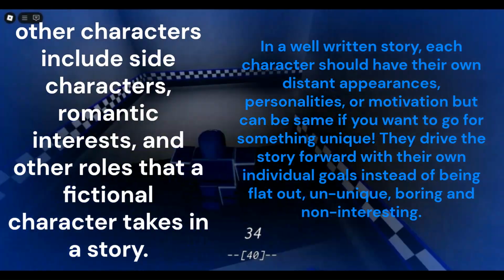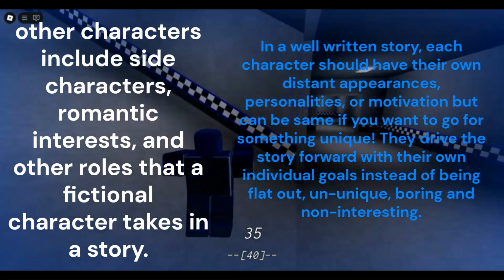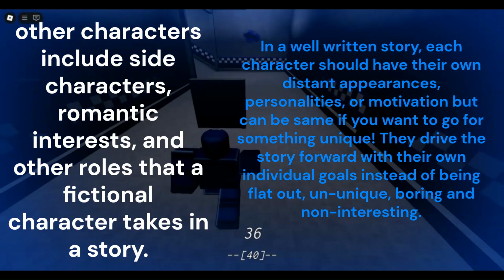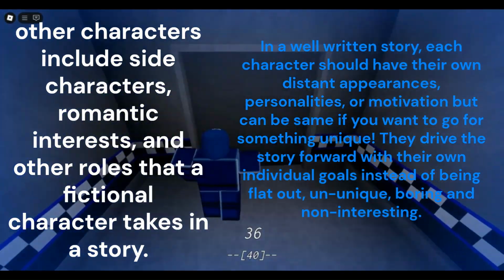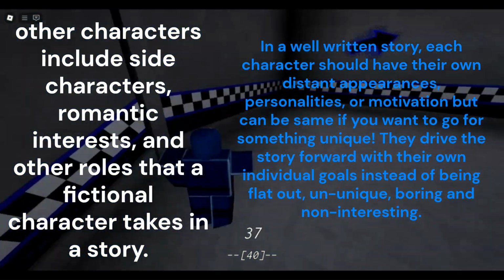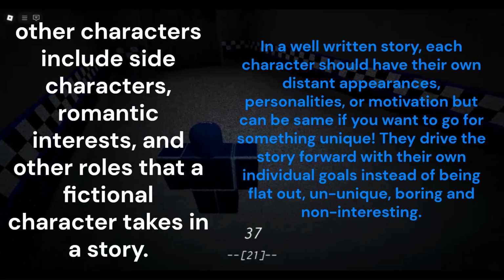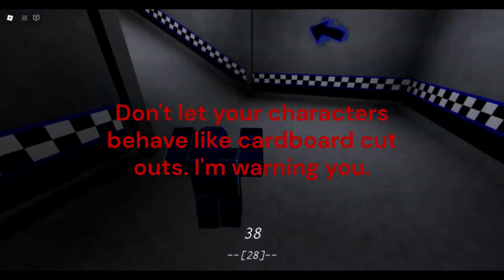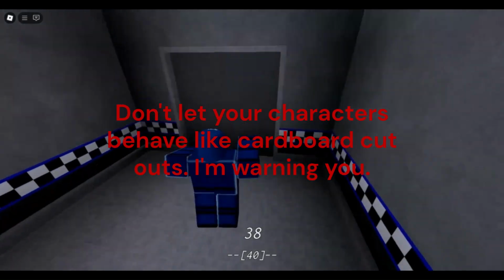In a more well-written story, each character should have their own distinct appearances, personalities, or motivations but can be the same if you want to go for something unique. They drive the story forward with their own individual goals instead of being flat out, boring, and not interesting. Don't let your character behave like hardboiled eggs. I'm warning you, you really need it.